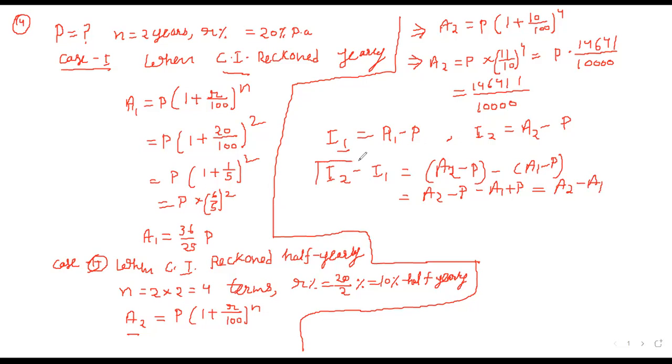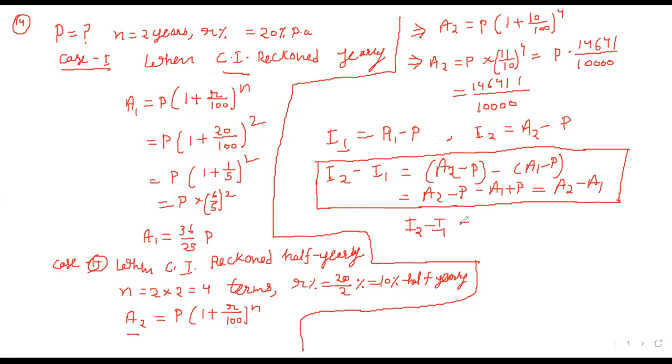So always remember, the difference in the interest is always equal to the difference in the amount when principals are the same. In both the cases, principals are the same. So the difference between the interest equals the difference between the amount. And in the question, it is given that I2 minus I1 is 482. The difference between the two interests is given as rupees 482.